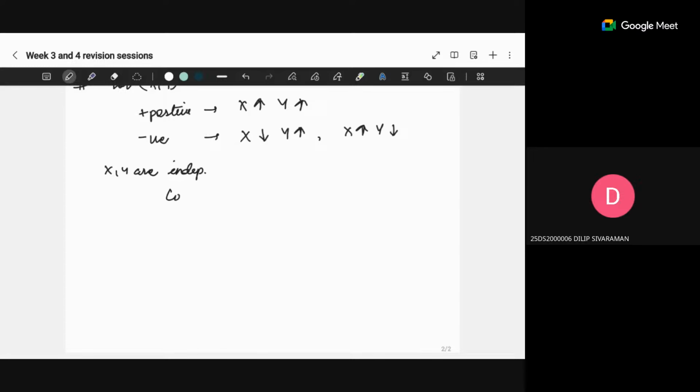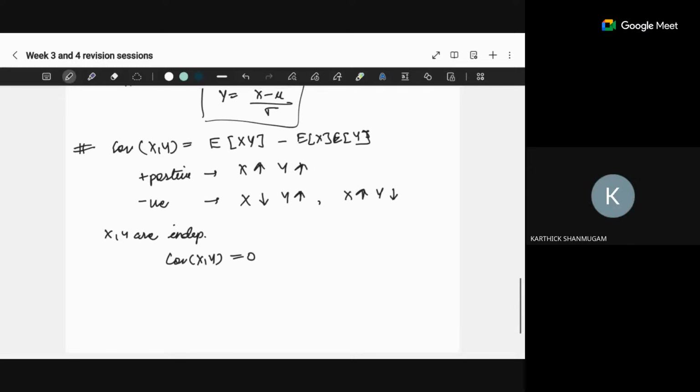One more thing: let's suppose my x and y are independent. Then what is the covariance? Zero. Why? Because covariance is expectation of xy minus expectation of x into expectation of y. Now for independent variables, expectation of xy can be written as expectation of x into expectation of y, and this will get cancelled. So in short, we will get 0 as the covariance. Correct?